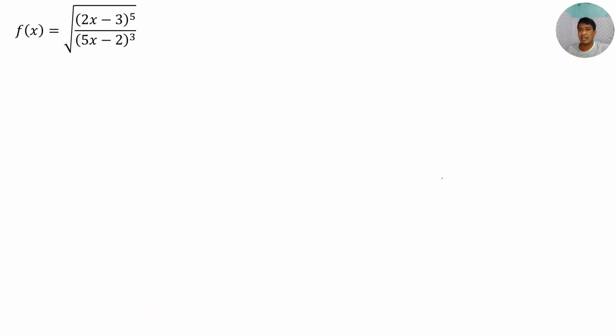So what about, I have here square root of 2x minus 3 raised to the 5 all over 5x minus 2 raised to the third power. So this is a more complicated function, but we have a square root. So let us first derive a principle again regarding square root.